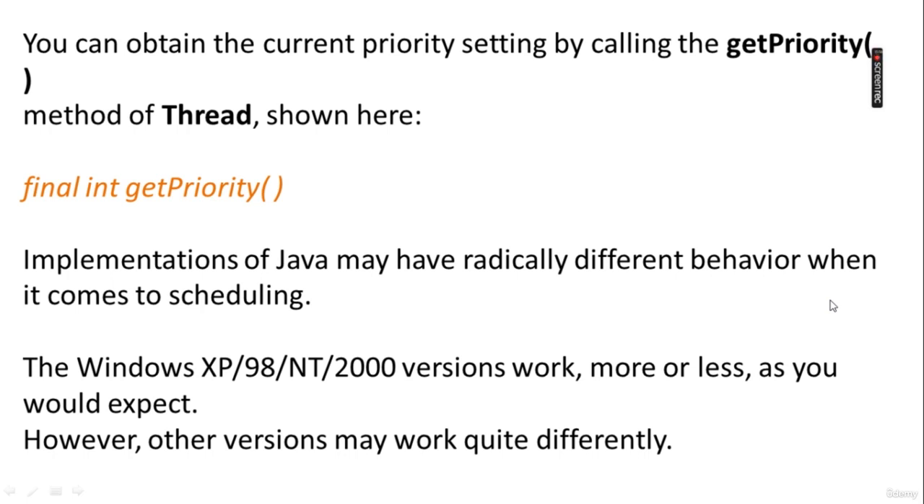So what are the working environments? Windows XP, Windows 98, Windows NT, Windows 2000. There are so many versions available of only the Windows type of operating system, more or less as you would expect. And in these different types of environments, scheduling will be different. However, other versions may work quite differently.